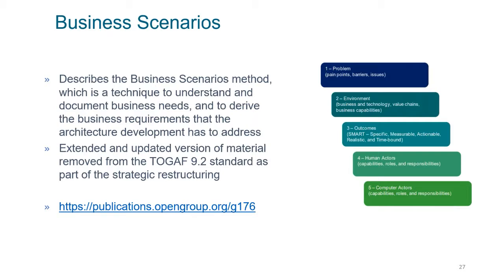So this is an example of a business scenario, and at least the main sections of the business scenario, right? Identify your problem, understand your environment, whether business or technology, what your value chains and business capabilities are, what outcome you expect, and you follow a couple of approaches. One major approach is the SMART approach. Who are the actors, whether human or system actors?